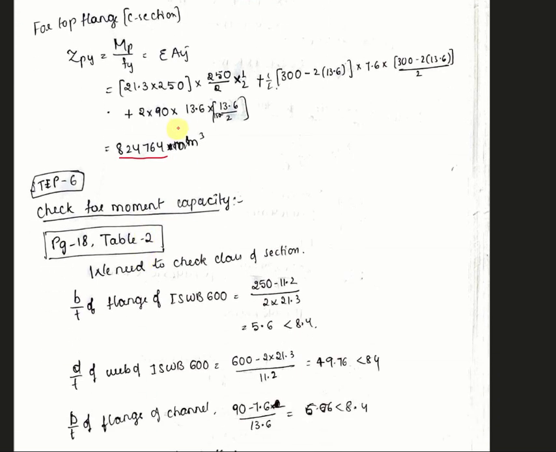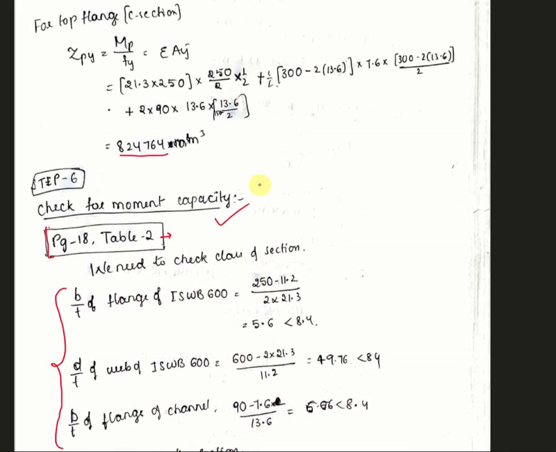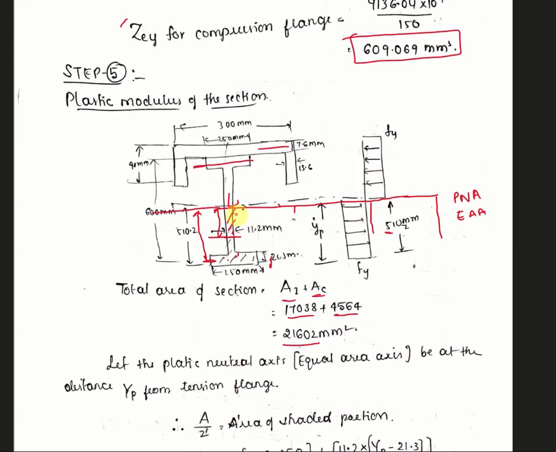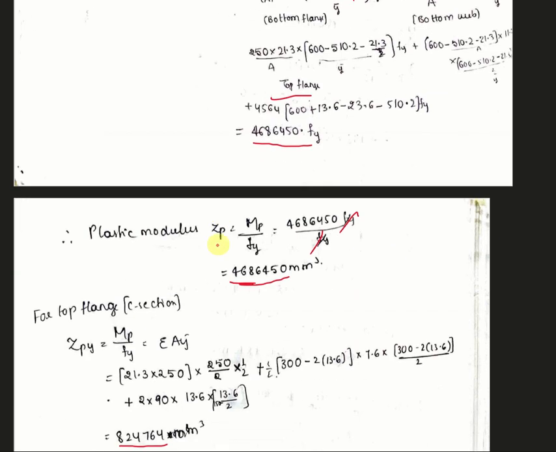Now we have calculated the plastic moments. Now onwards the checks will start. So in step 6, we have to check for moment capacity. From page number 18, table number 2 of IS 800, you can find out these parameters. We can find out these conditions. B by T of the flange of ISWB 600 would be B by T. So this is 250 minus 11.2. I will show you. This is 250 minus 11.2. So only the outstanding flange, by 2.